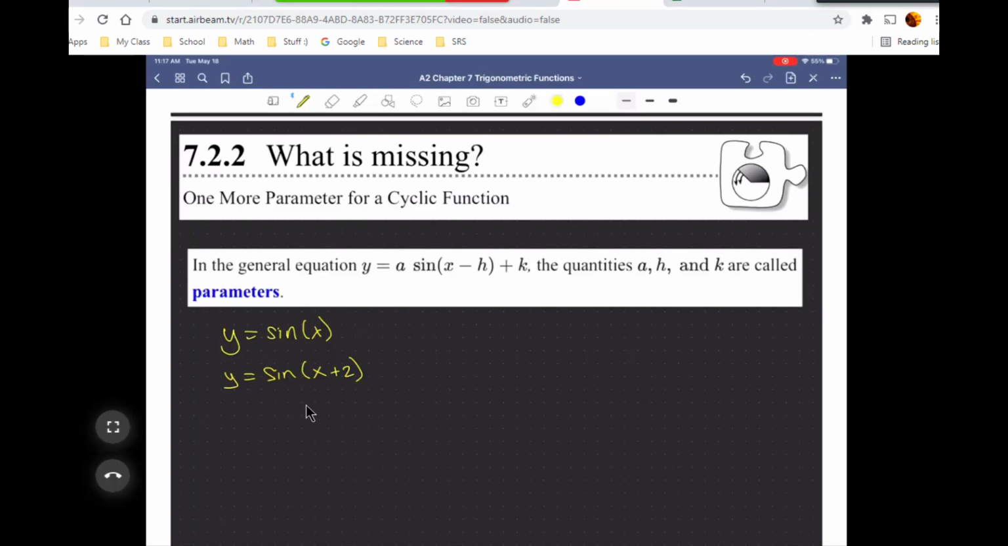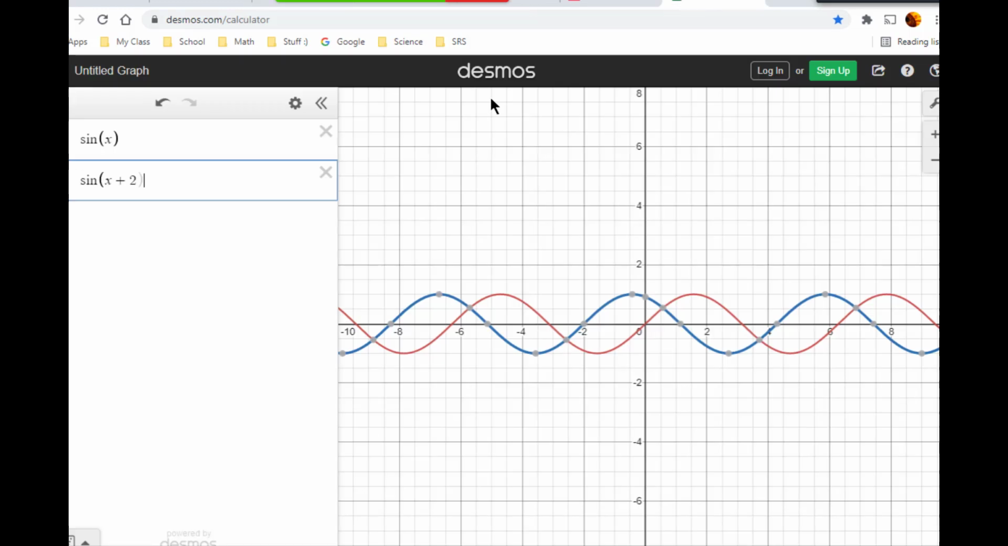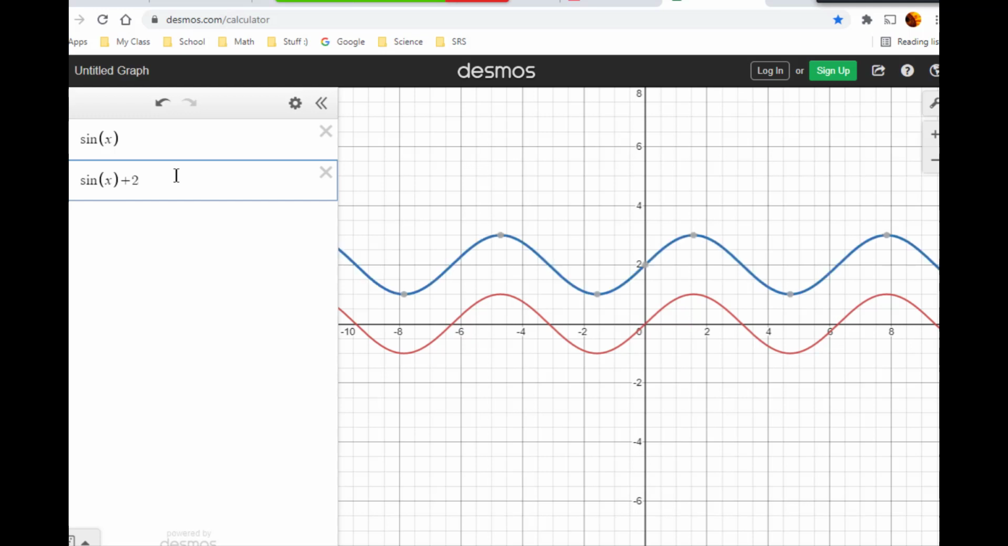And then what did we go with next? We did y equals sine of x, but still using that plus 2, the plus 2 was not in the parentheses. So we'd have our sine of x, but now we're adding 2 to it. What do you think is going to happen? It's going to move up. Yeah, it moved the whole entire graph up. Very nice.